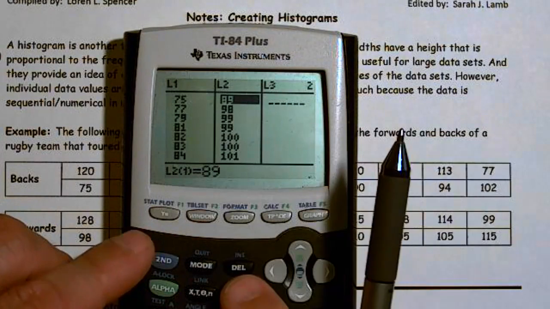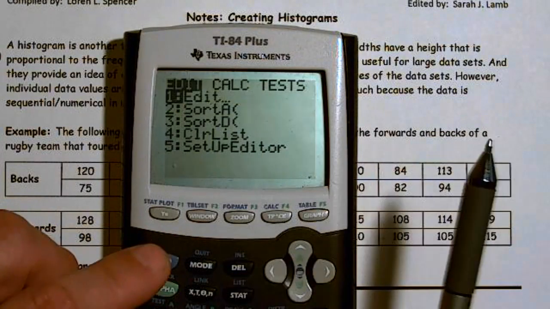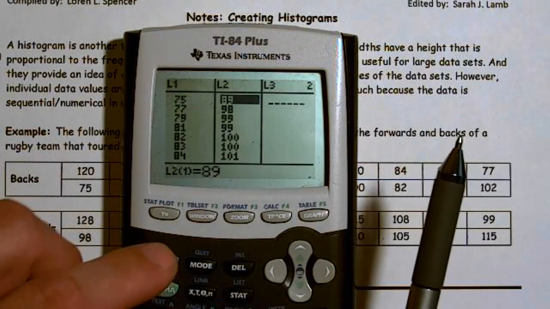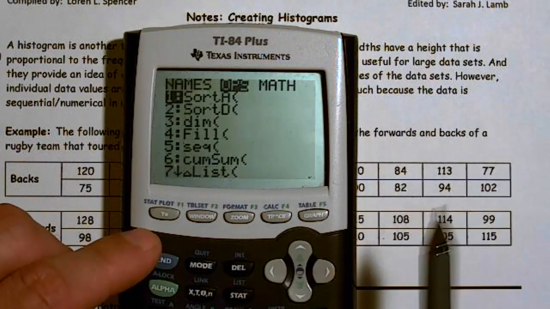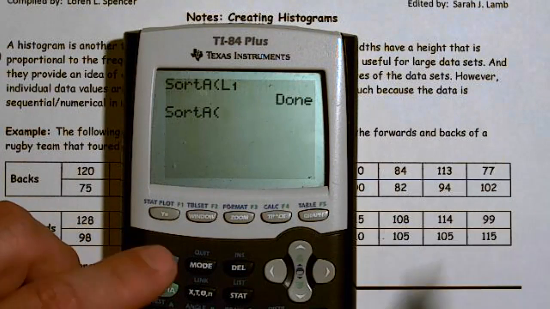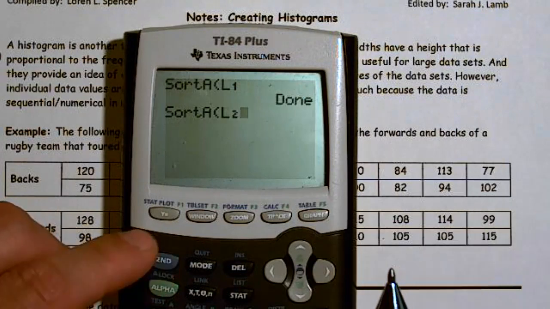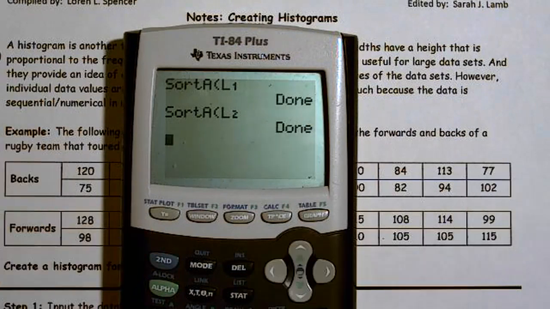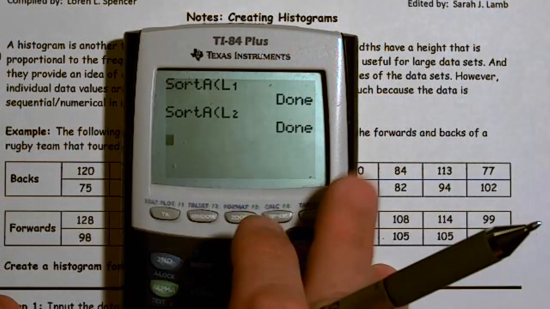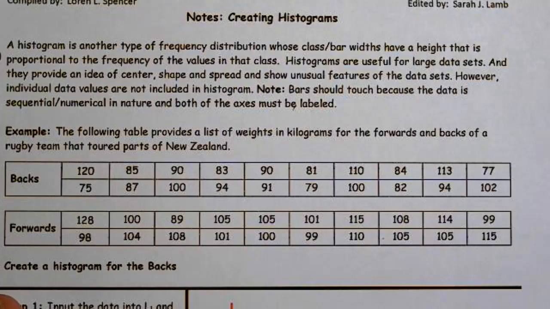To do the second column, you're going to go second list, arrow over to operations, sort ascending, and make sure you have column 2. So second followed by the number 2. And now it's done. Both of those are in order from least to greatest, but that's not particularly necessary if you're going to use the calculator. But let me show you a shortcut and what I would recommend.